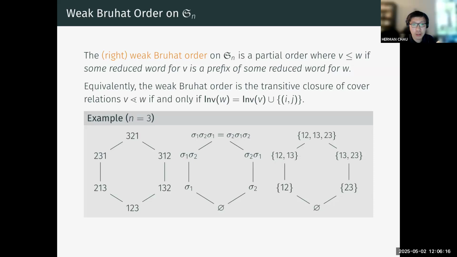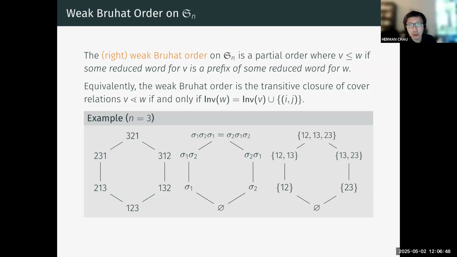As an example for S_3, I've written out three different ways to represent the weak order. On the left, we just have the ordinary permutations. 1, 2, 3 is at the bottom and 3, 2, 1 is at the top, and at each step you can see we're multiplying by a specific adjacent transposition. In the center, I wrote down the possible reduced words for each of these permutations. On the right, I wrote down the inversion sets, omitting the parentheses and commas just so it fits on the page.